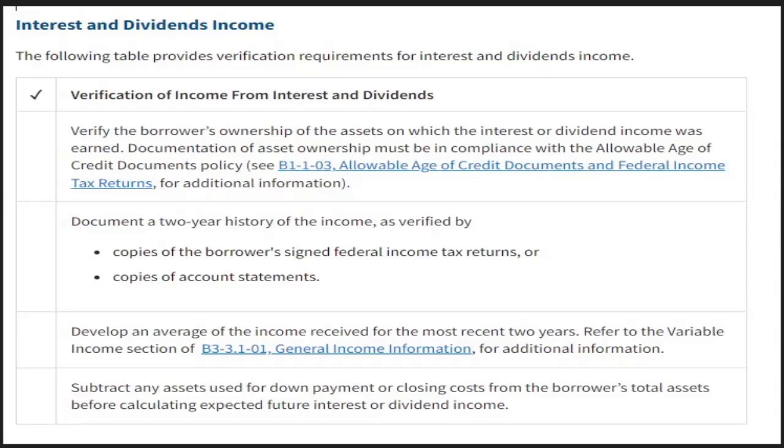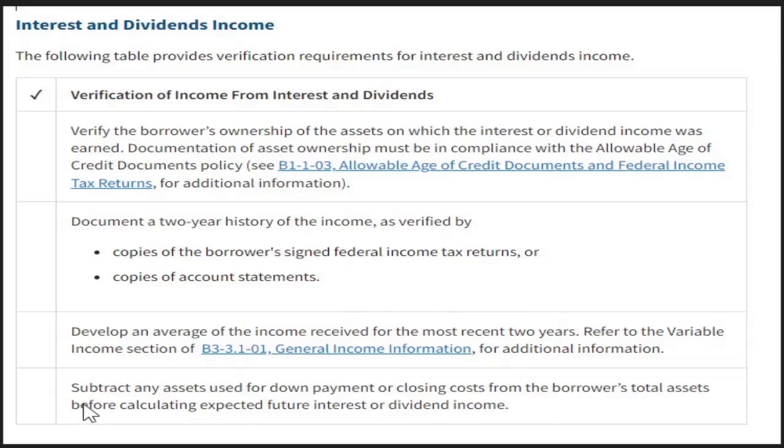Okay, so for more information on the interest and dividend income, please feel free to go to the Fannie Mae Selling Guide. There you will find the clear-cut guidelines for what we have discussed so far. When it comes to documentation, we need 2 years of signed federal income tax returns or a copy of the account statements, right? And how we are going to review them, we have already discussed about all these documents.